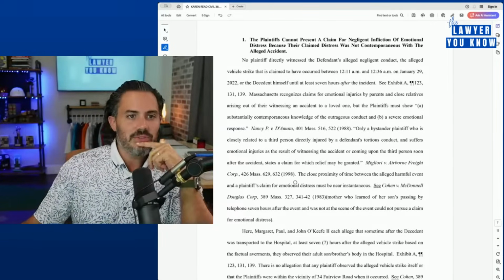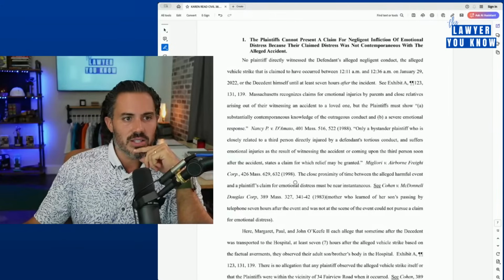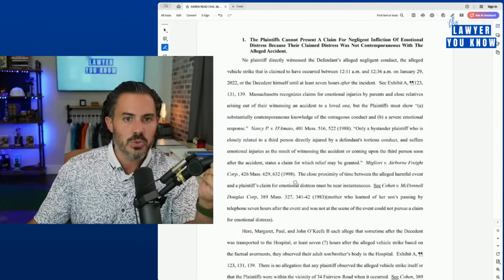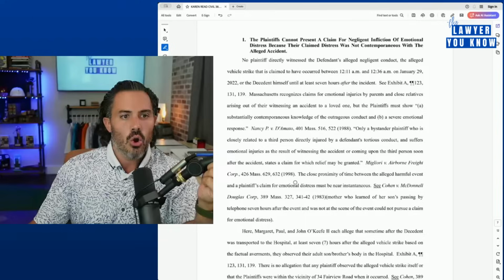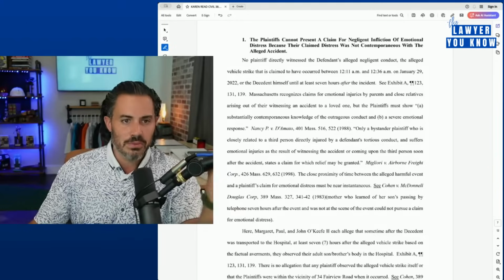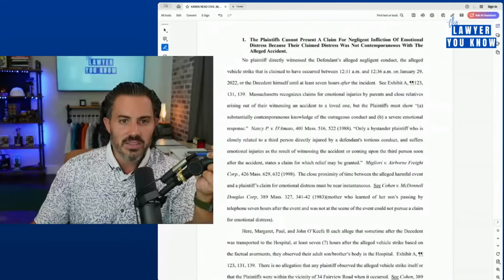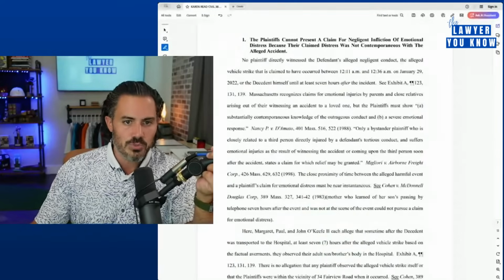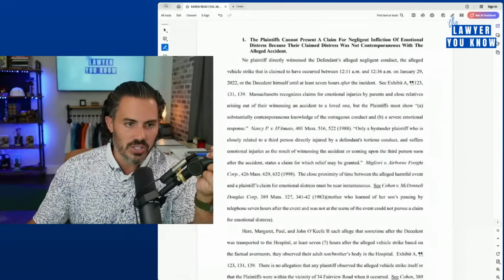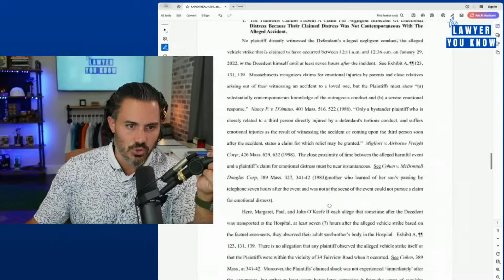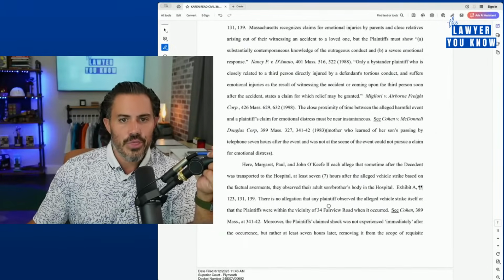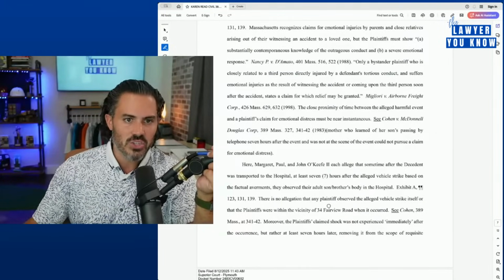All right, we're good. No plaintiff directly witnessed the defendant's alleged negligent conduct, the alleged vehicle strike that is claimed to have occurred between 12:11 and 12:36 on January 29th, or the decedent himself until at least 7 hours after the incident. Massachusetts recognizes claims for emotional injuries by parents and close relatives arising out of their witnessing an accident to a loved one. But the plaintiff must show A, substantially contemporaneous knowledge of the outrageous conduct, and B, a severe emotional response. Only a bystander plaintiff who is closely related to a third person directly injured by a defendant's tortious conduct and suffers emotional injuries as a result of witnessing the accident or coming upon the third person soon after the accident states a claim for which relief may be granted.